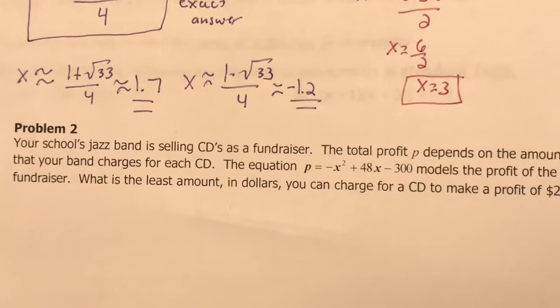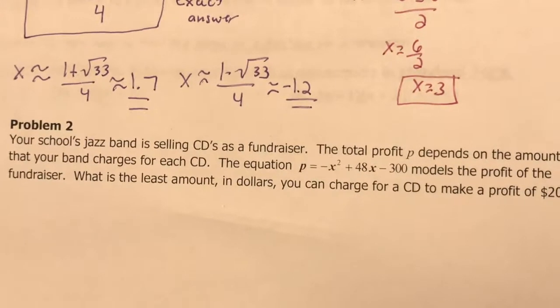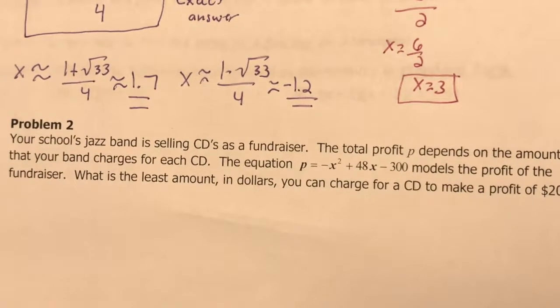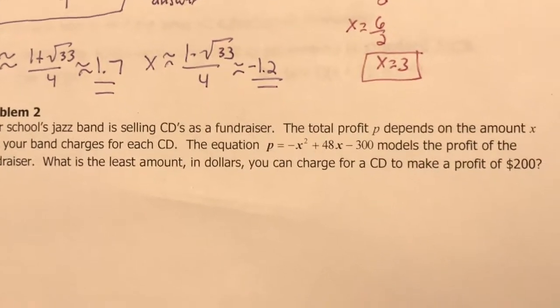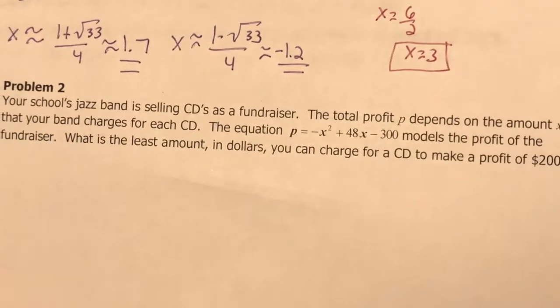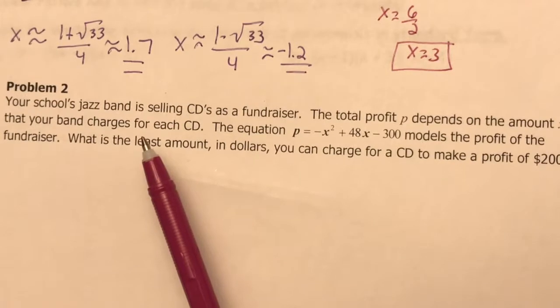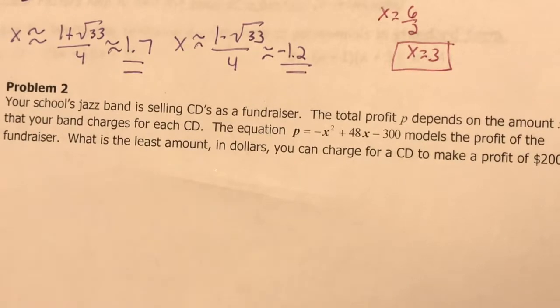It says your school jazz band is selling CDs as a fundraiser. The total profit P depends on the amount X that your band charges for each CD. The equation P equals negative x squared plus 48x minus 300 models the profit of your fundraiser. What is the least amount in dollars you can charge for a CD to make a profit of 200?